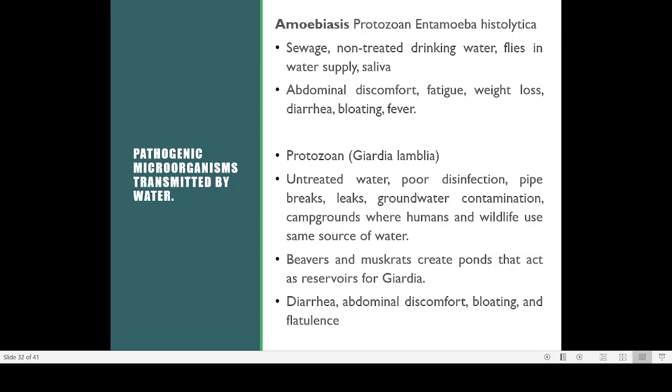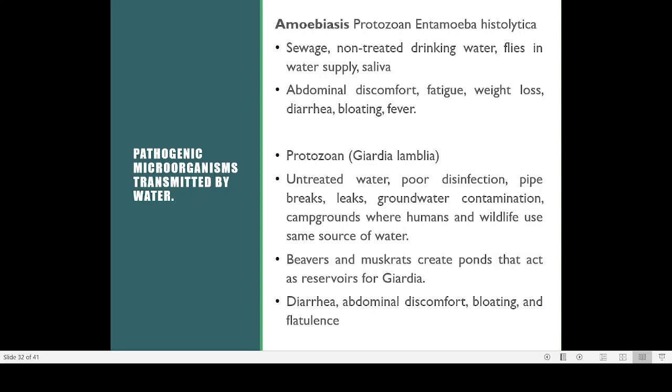Now another common type is also a protozoan. The name of that protozoan is Giardia lamblia. So remember the name as well as the type. And that is also almost similar to Entamoeba histolytica. It is present in untreated water. Then poor disinfection. That is, water is treated, but the amount of chlorine is not sufficient, or you are boiling water but not boiling it completely. You are not giving enough time.